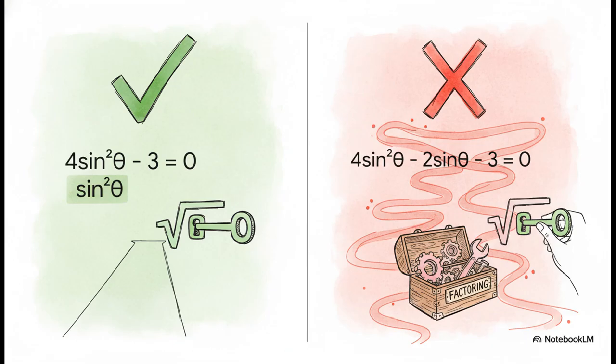Okay, so check this out. This slide makes it super clear. On the left, we've got our target for today. It has a squared term, that's sine squared, but notice, there's no regular plain old sine theta term. That's our green light. That's when we use the square root method. But now look at the equation on the right. It has both. It's got the squared term and the linear term. Whoa, that's a different beast entirely, and it needs a different tool, factoring, which, don't worry, we'll cover later.